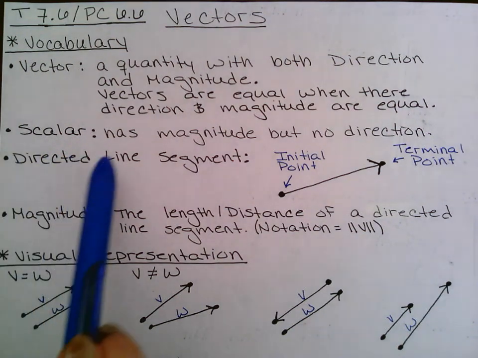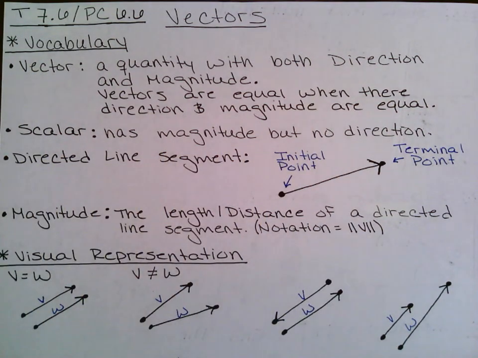Now scalar has to do with magnitude, but no direction. So when I'm talking scalar, I'm not worried about the direction, just the magnitude. One example of something that is a scalar and not a vector is the thermometer in your house. If I put the temperature at 73 degrees in my house, it has a magnitude, it doesn't necessarily have a direction.